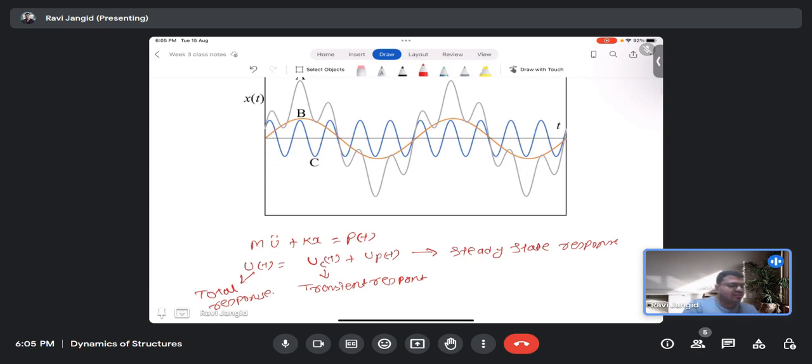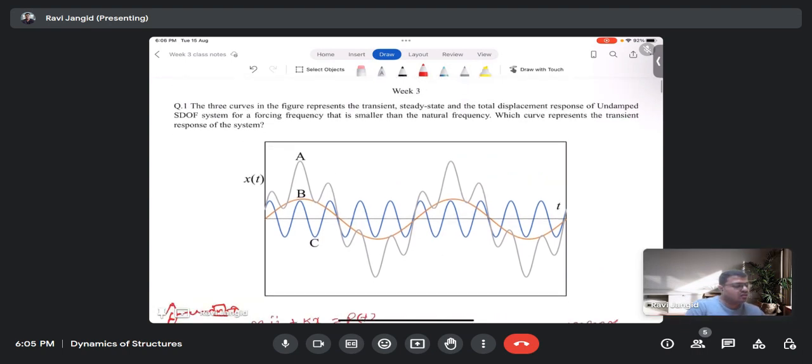So let us suppose I have an equation of this kind of system, a spring mass system, because that is an undamped system, with a sine wave. Can you tell me by looking at the curves which curve represents the transient response, the steady state response, and the total response? Curve A represents which response, B which response, and C which response? Curve A is the addition of B and C, it looks. So it should be the total response.